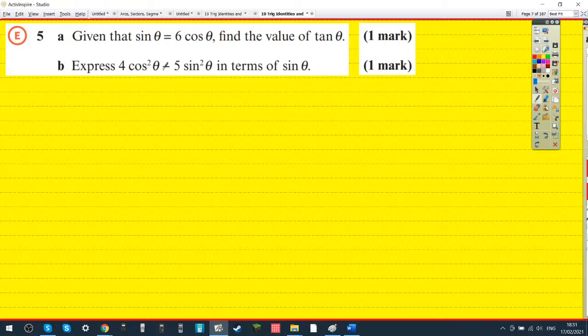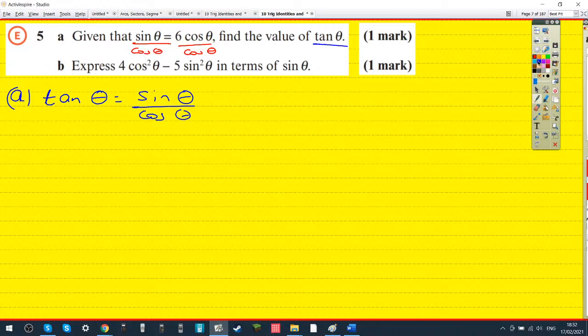I don't know either. Tan theta. What is tan theta the same as? Sine theta over cos theta. Yeah. And so what would you have to do to both sides to get sine theta over cos theta? Divide everything by cos theta. Divide both sides by cos theta. That'll get you sine over cos. Tan theta equals 6. Great. Question B.